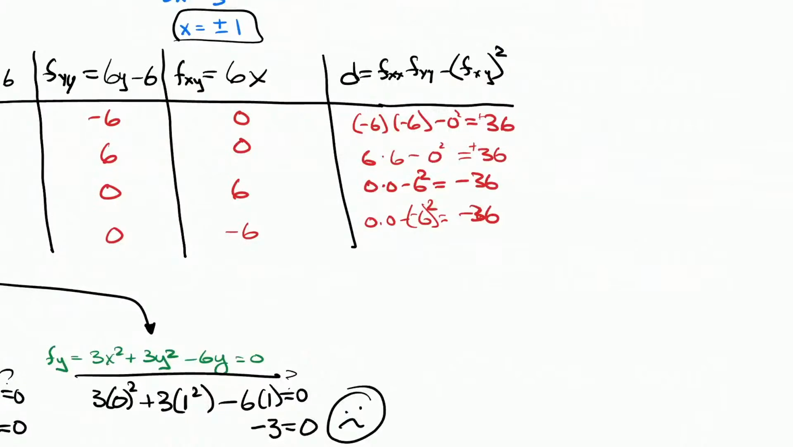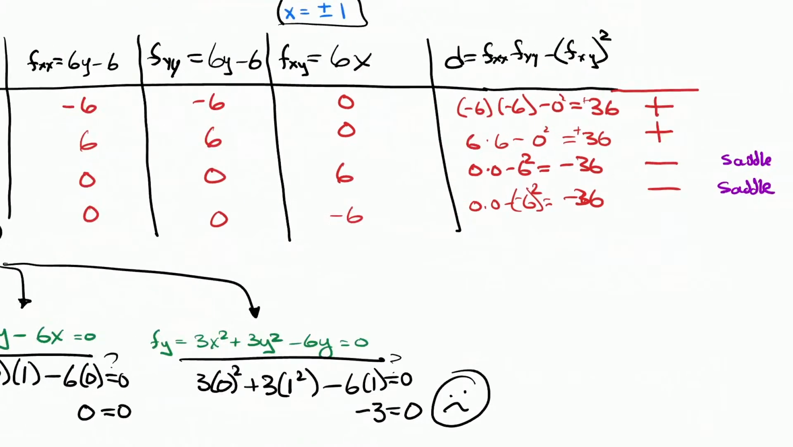Okay, so let's interpret this. All we really care about is that this is positive, positive, negative, negative. We don't really care that it's negative 36. It's just positive or negative. The negative ones are easy. Those are saddles. This one's a saddle. The ones that are positive, you have to go back and investigate one of these.